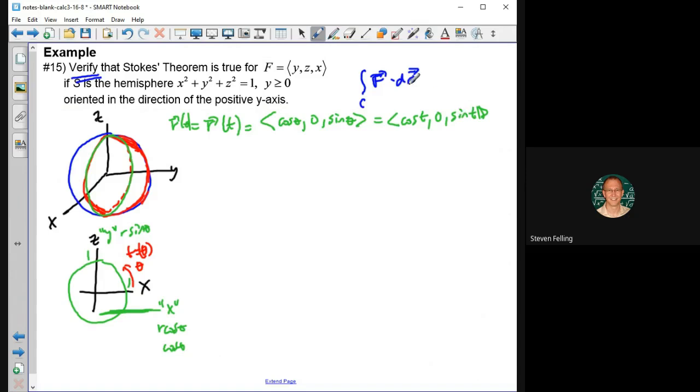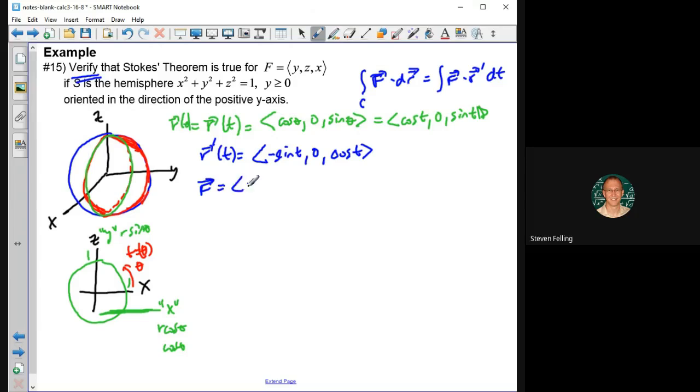That means that doing this, we have to take f dot r prime and then evaluate that over t, right? So we need the derivative. So r prime would be the derivative of cosine, which is negative sine of t, and then 0, and then the derivative of sine of t, which is cosine of t. Okay, that's r prime. And then I have to take my f and parameterize that.